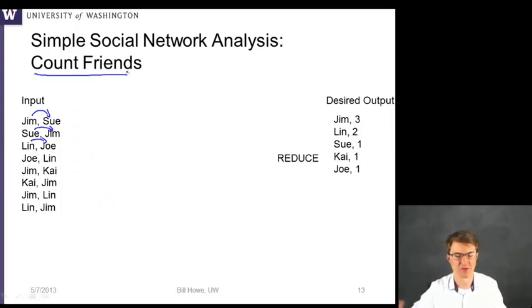We're going to count the friends. We want something very simple. We just want to say, how many friends does Jim have? And how many friends does Sue have, and so on. And so the desired output here is Jim with 3, because Jim has Sue as a friend, and Jim has Kai as a friend, and Jim has Lynn as a friend. And we want to have Lynn equals 2, or Lynn has 2 friends because Joe and Jim, and Kai is just 1, right here, Jim, and Joe is just 1, which is right here, Lynn.